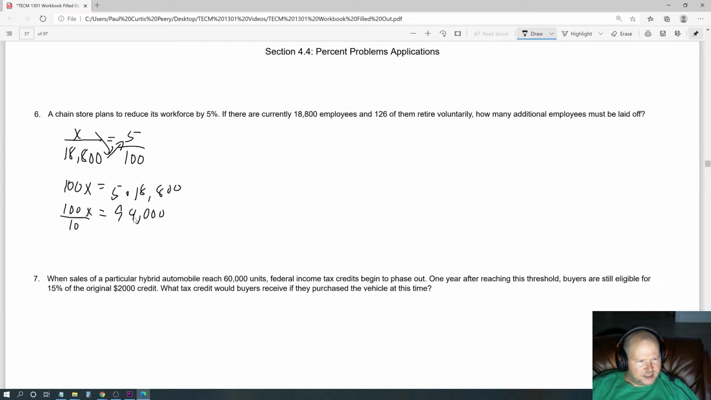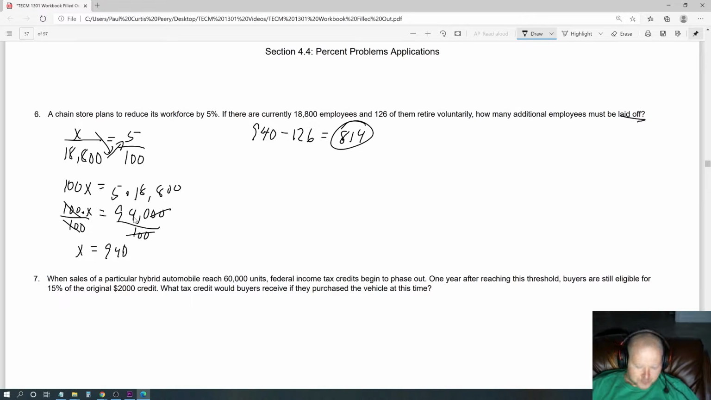And then we divide both sides by 100. We undo the multiplication of x by 100 by dividing by 100. Whatever we do to one side, we do to the other. And that gives me x is equal to 940. Now we're not quite done yet because we need to get rid of 940 employees. 126 of them retired, leaving us 814 that we need to lay off.